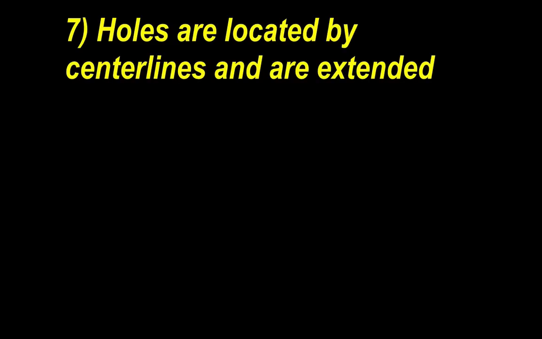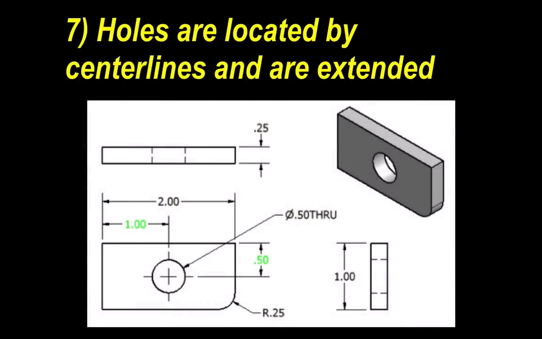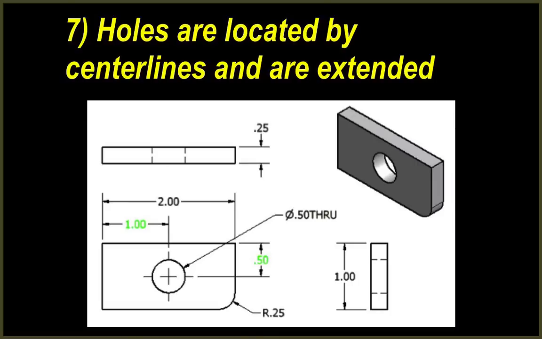Number 7, holes are located by center lines and are extended. So again, we've looked at this before. What you have to do is on a hole, because they're in the center of the object, you can't follow the normal rules. You have to cross. So basically what you do is you use the center line, not the edge, and that's what gets dimensioned. So remember from the picture we learned earlier, that means that dimension of 1 inch connects to the center of that circle, and then from the top here, that line right there, to the center is 0.5 inches. And that allows you to get the position and the size of the shape.